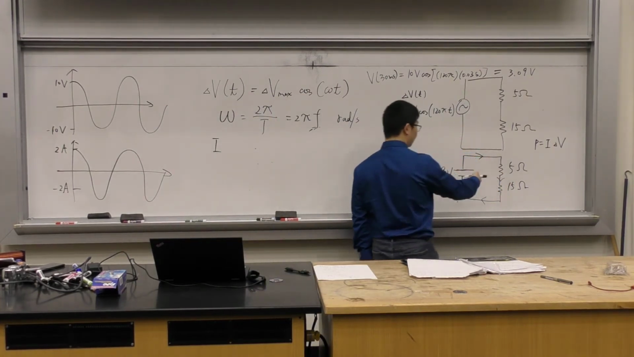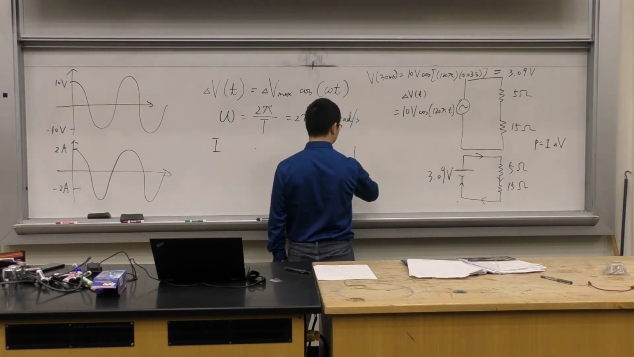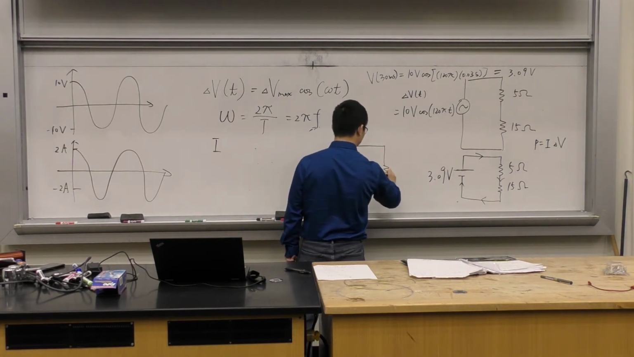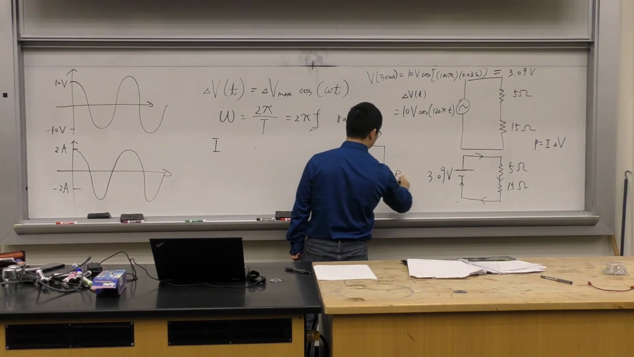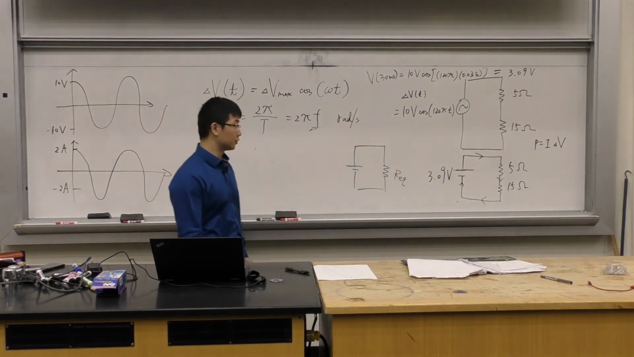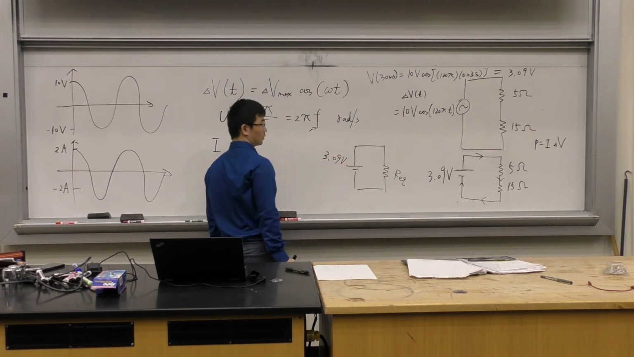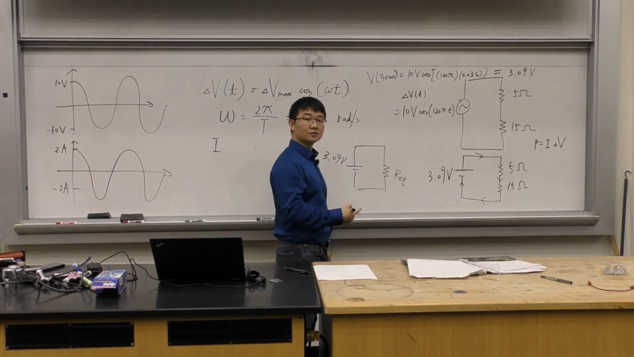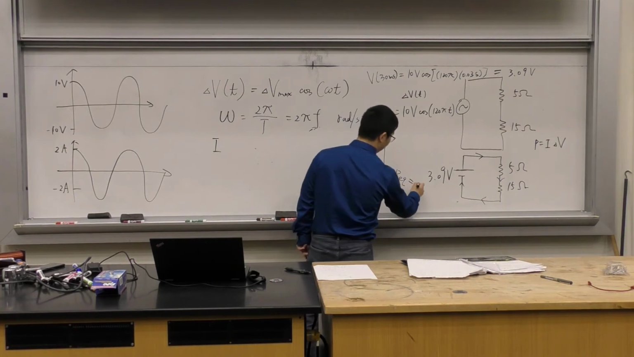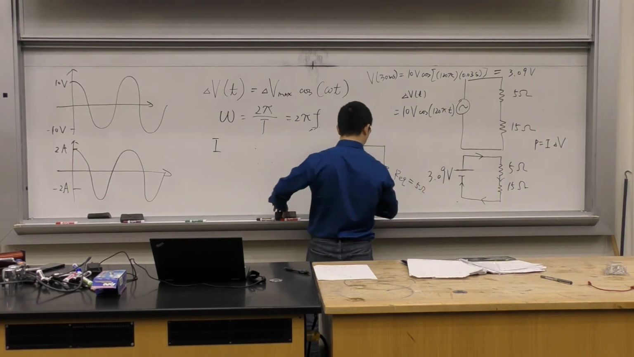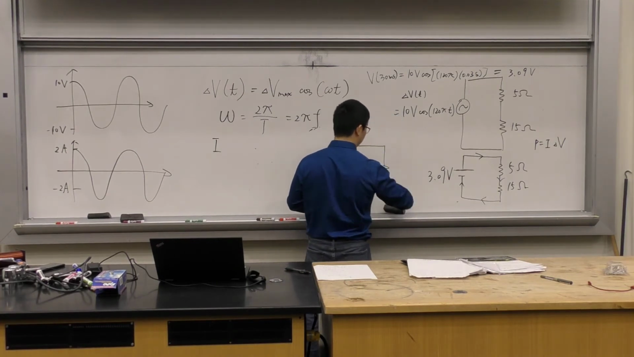And then you can replace this with the equivalent circuit. The current is the same, because they are in series. And this equivalent resistance is just going to be the sum between them. That's the theory we learned for a series circuit.